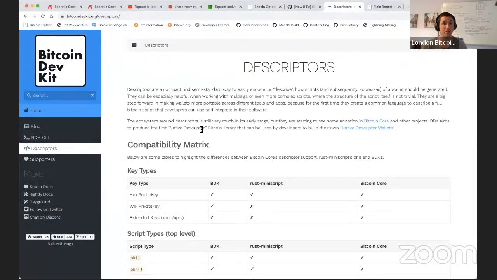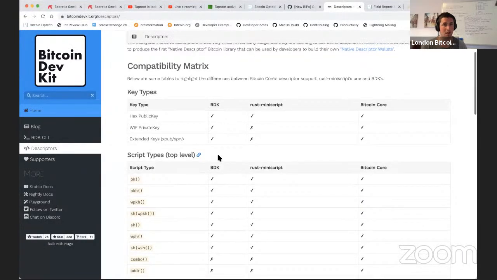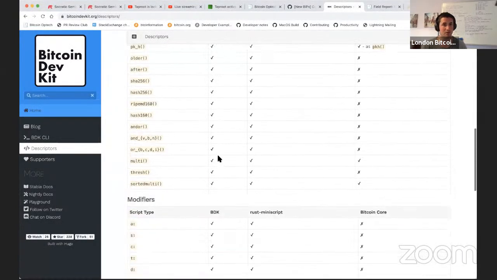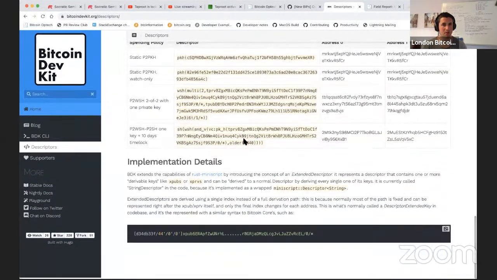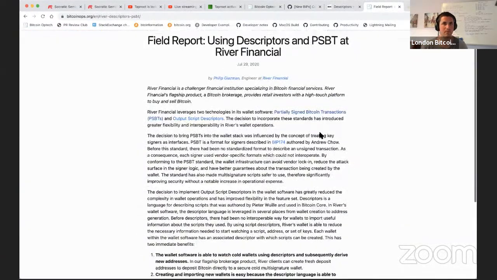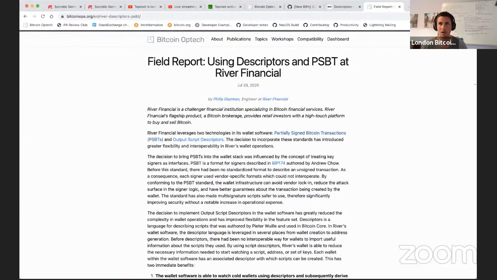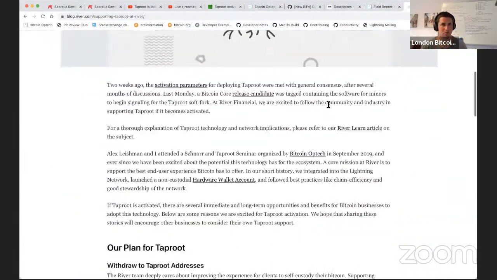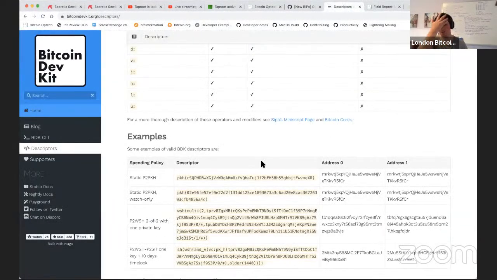I did see Bitcoin Development Kit is currently using descriptors, which is promising for supporting Taproot in November. So I'm assuming they can follow some approach to what Andrew and the wallet devs have done in Core. Yeah, that was a field report in Optech on what River are doing, in a blog post. I also saw the Bitcoin Development Kit opened a PR for supporting pay to Taproot addresses in November.